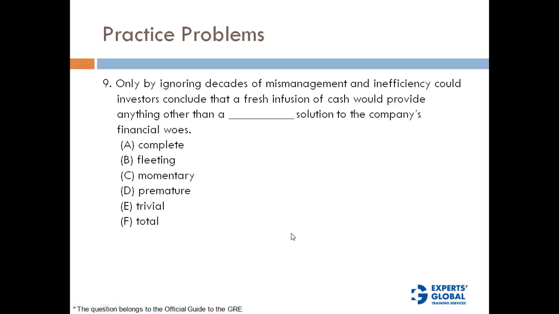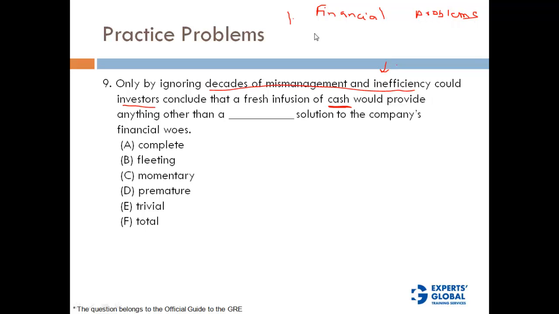Look at this one. First thing, there are decades of mismanagement and inefficiency. Right? The company has not been managed properly, and there is a lot of financial inefficiency because we are talking about cash and investors. That is the first part, financial problems.